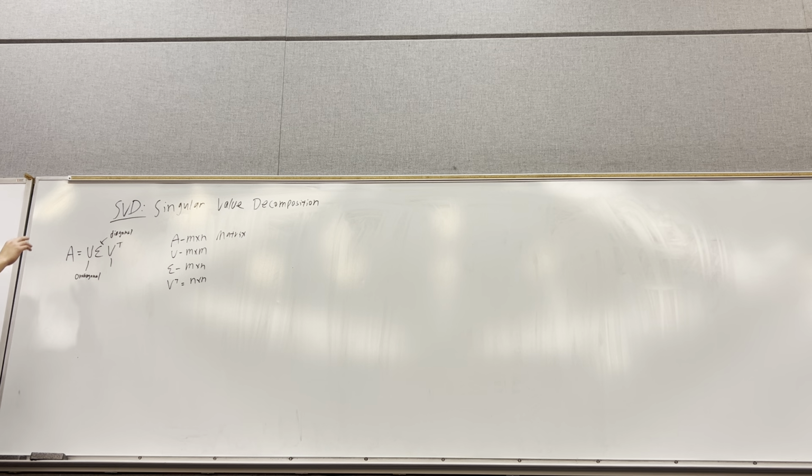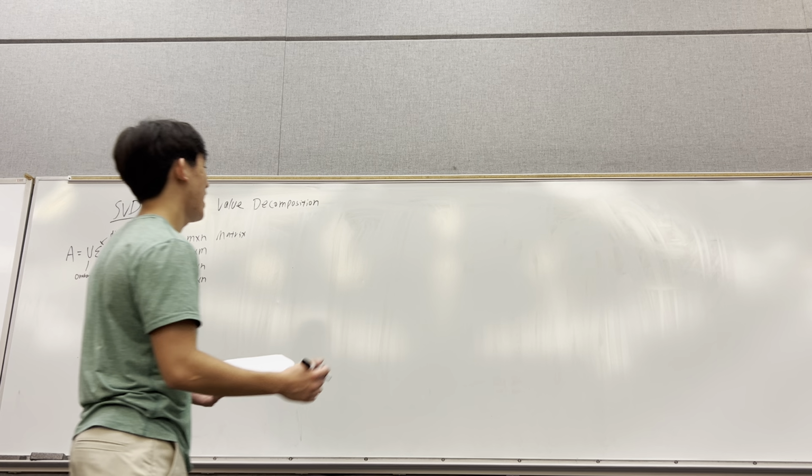So here, both U and V transposed are orthogonal matrices. That means that the columns of the matrix are all normalized, right? So they all have magnitudes of 1, and they're all orthogonal to each other. So they're all perpendicular to each other. And then sigma is a diagonal matrix.